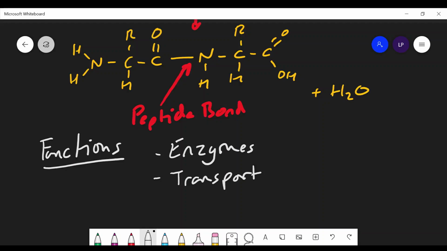Some proteins are transport proteins. Now, these transport proteins can be many different things, but probably the most important one is hemoglobin. Hemoglobin is the protein that carries oxygen in red blood cells around our body. So let's put hemoglobin there. And digestion for our enzymes above.